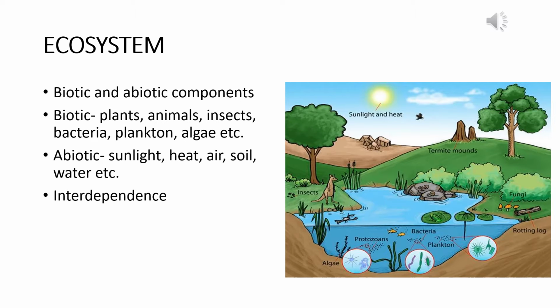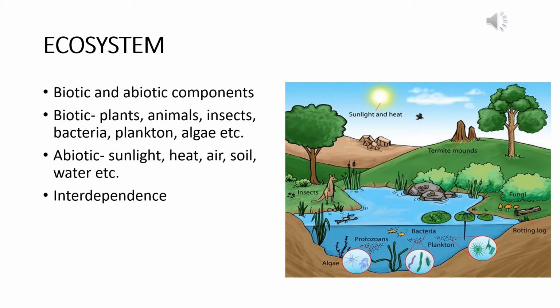An ecosystem is a limited area which is composed of biotic and abiotic components interacting among themselves. The biotic and abiotic components are the living and non-living things present in the ecosystem respectively.